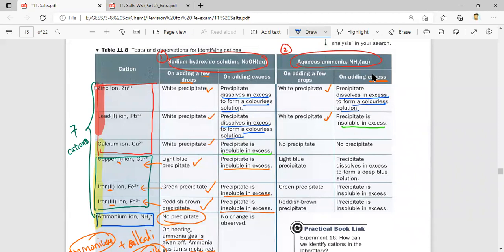Calcium, this time around, no precipitate with aqueous ammonia. Of course, in excess, there's no precipitate as well. Copper 2, iron 2, iron 3: the color of the precipitate is the same, except the difference really lies in copper 2. Now the precipitate will dissolve in excess and it forms a very nice deep blue solution. Iron 2, iron 3, the precipitate is still insoluble in excess.